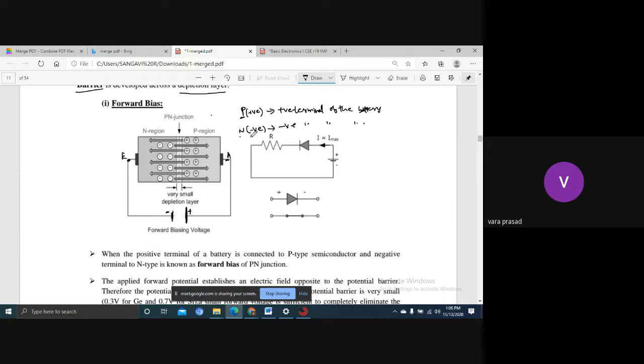In some textbooks, they give the P region, and from that we take it as the anode. The anode is connected to the positive terminal. The cathode is connected to the negative terminal. Then we call it forward bias. For example, this is the anode here because the P side is this side. This is the anode, this is the cathode. Keep it in mind.